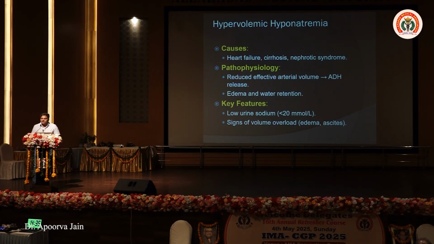In all three patients, there is reduced effective blood volume. So total body water is increased, but the water is not inside the vascular compartment. It has moved into the extravascular space. So effective arterial blood volume is reduced, ADH is triggered, and water is retained. So there is edema and water retention because of this. Key features, again, there is low urinary sodium and signs of volume overload. So low urine sodium with signs of volume depletion is hypovolemic hyponatremia. Low urinary sodium with signs of volume excess is hypervolemic hyponatremia.